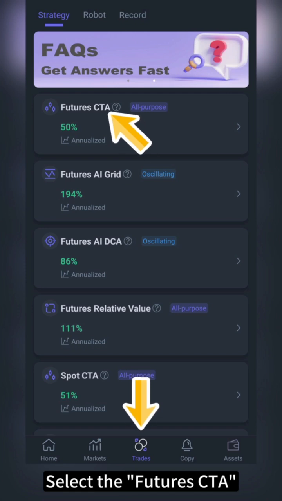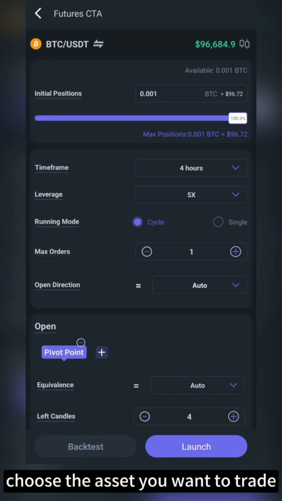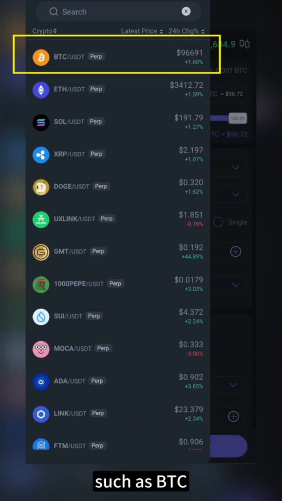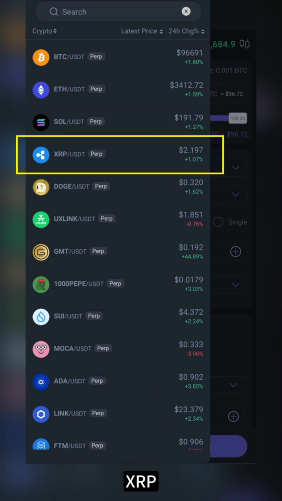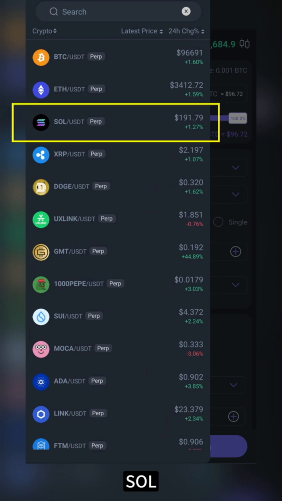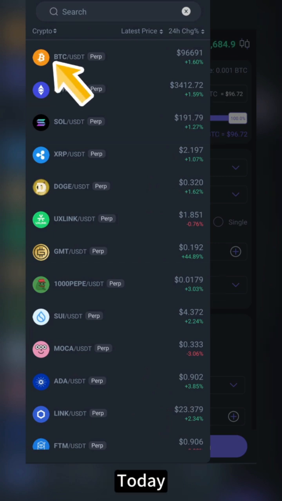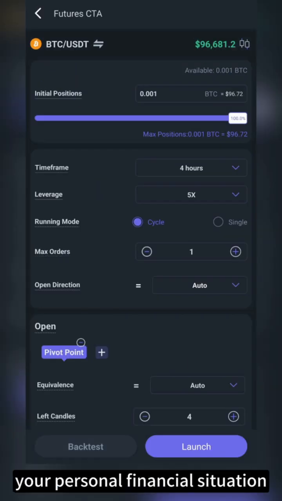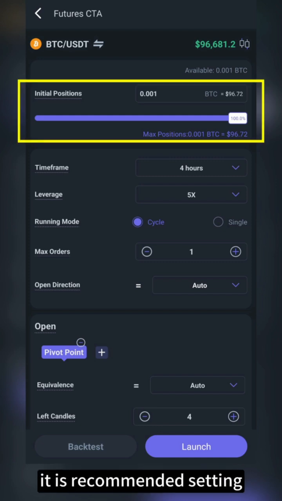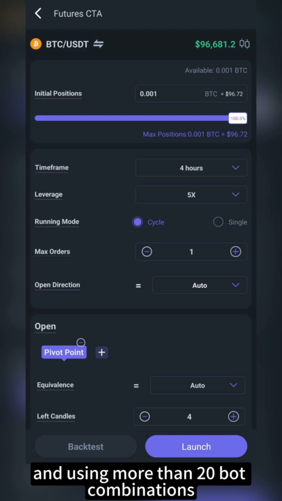Select the Futures CTA. Next, choose the asset you want to trade. For beginners, it is recommended selecting assets with higher trading volumes, such as BTC, ETH, XRP, DOGE, SHIB, PEPE, SOL, and so on. Today, I will use BTC as an example. Your investment should be based on your personal financial situation. To minimize risk, it is recommended setting each bot's position to $20 and using more than 20 bot combinations.